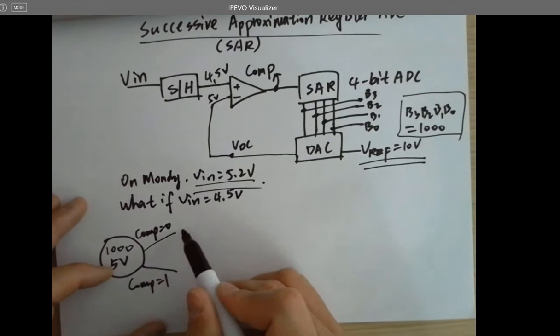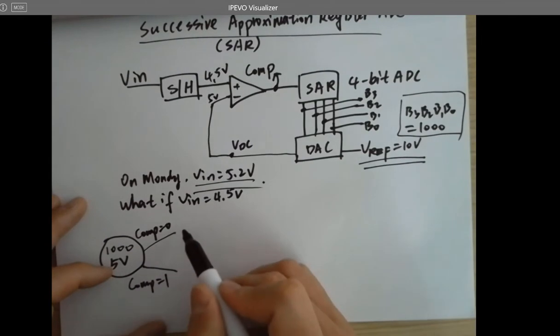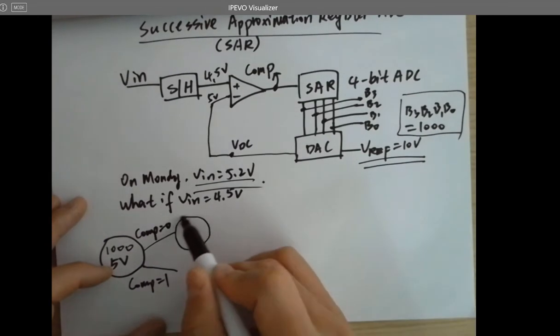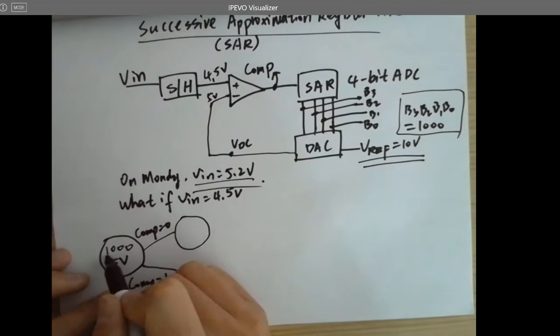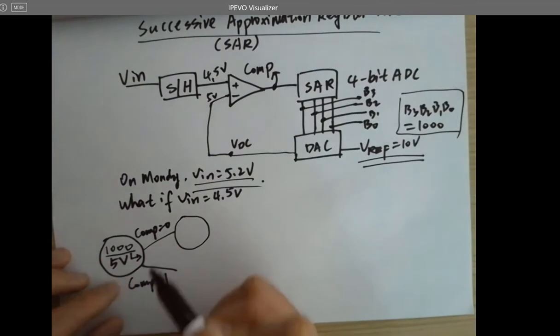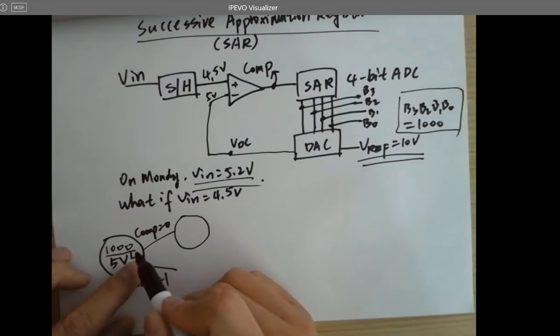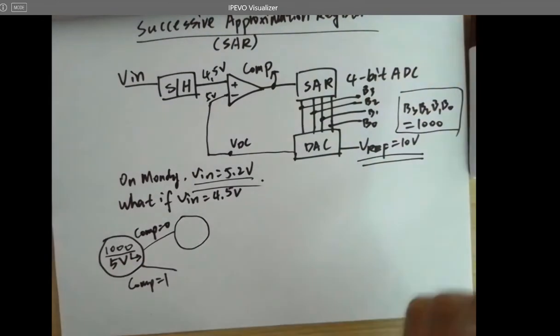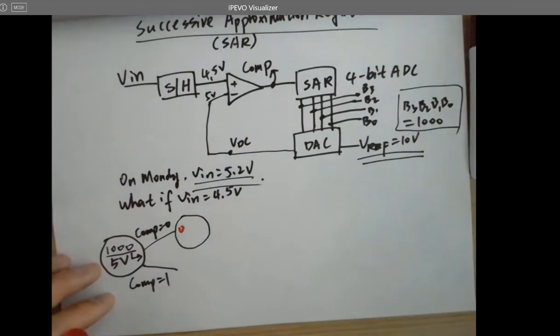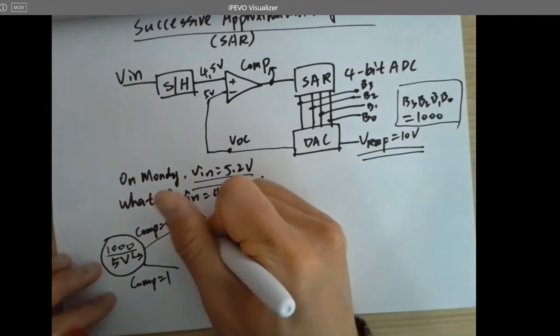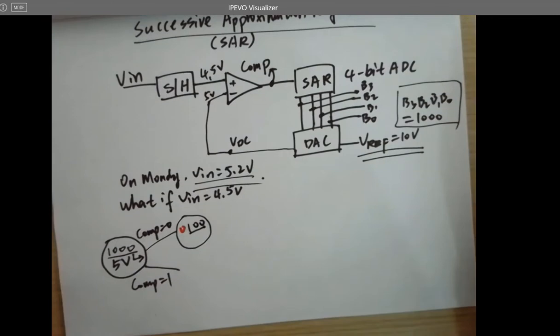It goes in that direction. If it goes in this direction, then you shift all the bits to the right by 1 bit and plug in the comp to the MSB. So what's going to happen is you are going to have 0, 1, 0, 0. These are the bits that were shifted to the right by 1 bit.